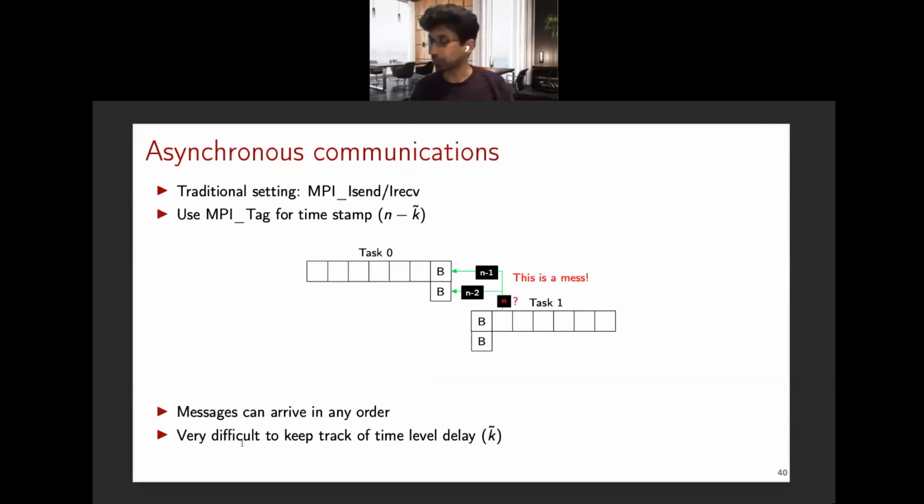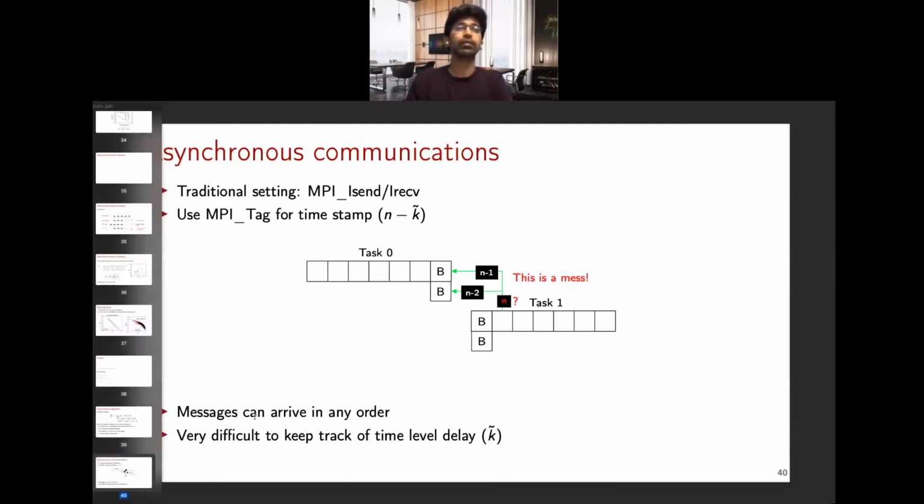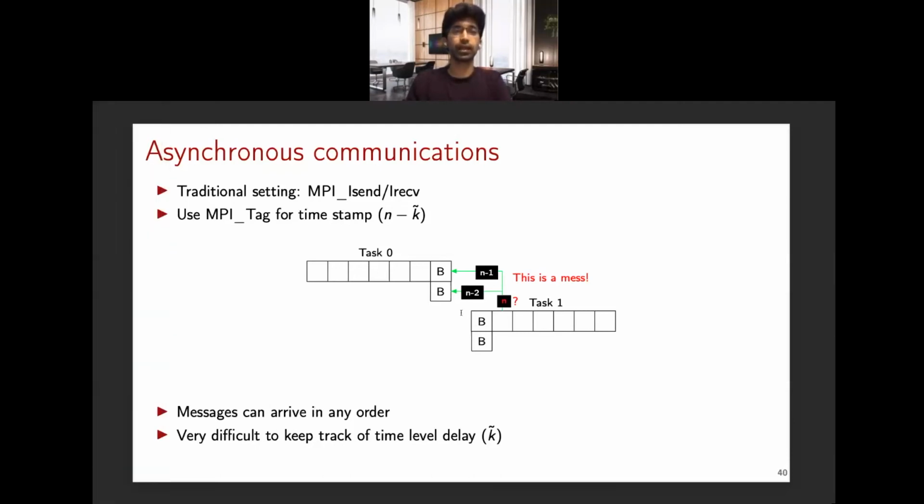Okay, I think I need to speed up, right? Let me do that. So now typically if you take any parallel code, it uses MPI, I send, I receive. When you want multiple buffers, you can stack up the buffer like this. But such a communication model would fail for asynchronous computing because you have to track the time level and you don't know whether the value has reached or not and so on.